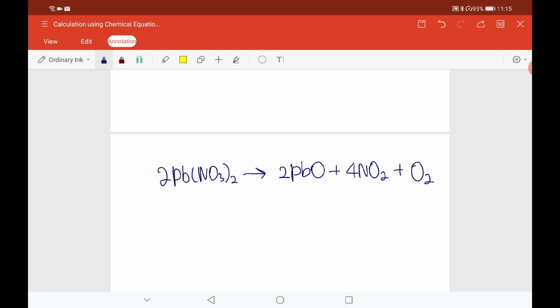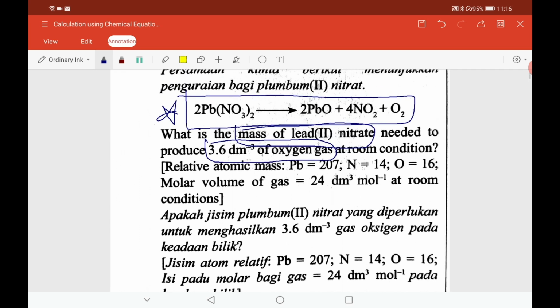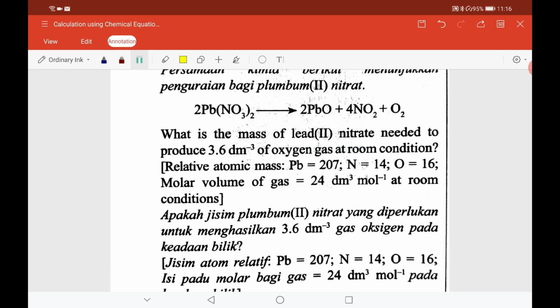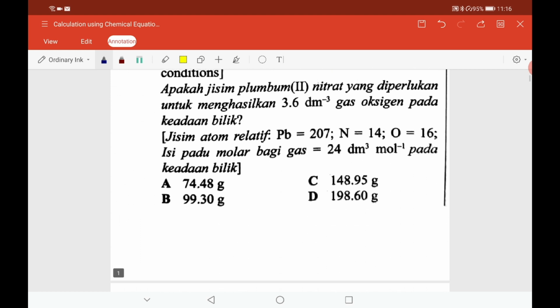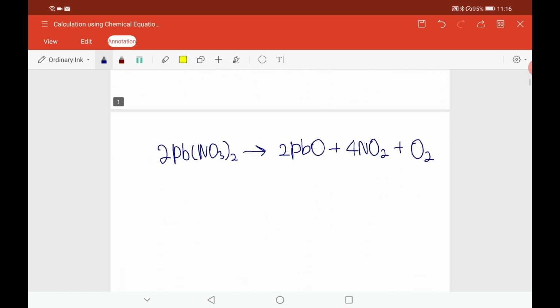After we have the balanced chemical equation, the next thing we must ask ourselves is what we have and what we want. Always ask ourselves what we have and what we want. We are looking for the mass of lead 2 nitrate. So we want to find the mass of lead 2 nitrate. Lead 2 nitrate is this. Underline the lead 2 nitrate, and we are looking for mass, so you write mass and put a question mark.